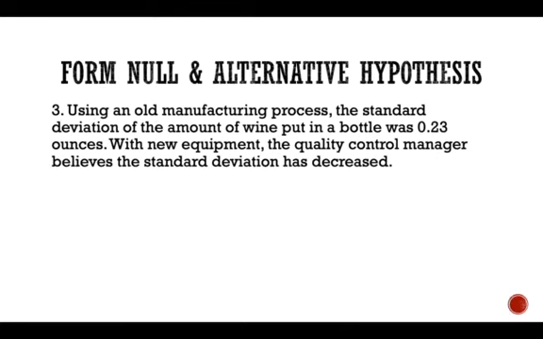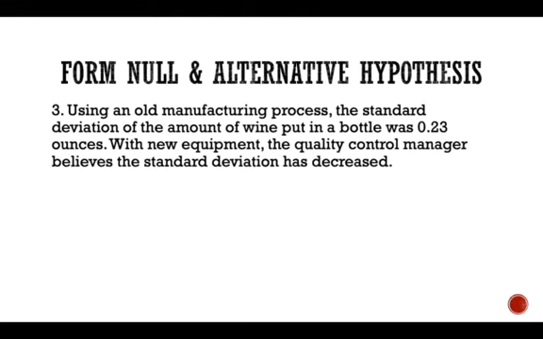Using an old manufacturing process, the standard deviation, which is a way that we can measure the spread of the data, remember, of the amount of wine put in a bottle was 23/100ths of an ounce. With new equipment, the quality control manager believes that this standard deviation will decrease. The spread of the data will be smaller. When you buy a 750 milliliter bottle of wine, you're not necessarily getting exactly 750 milliliters.